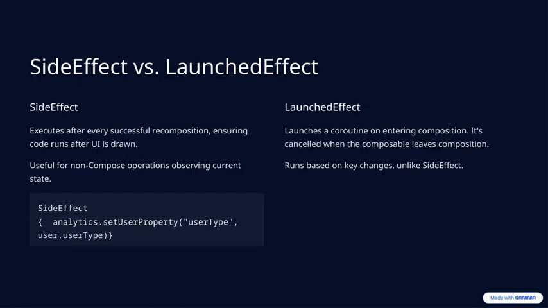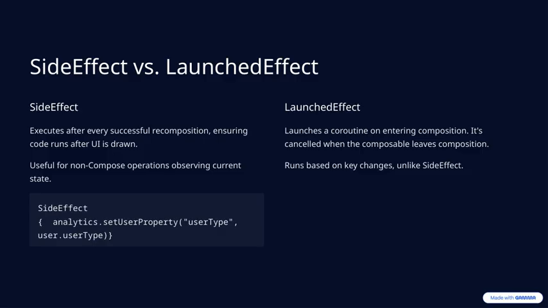All right, let's dive into the differences between SideEffect and LaunchedEffect. First, SideEffect runs after every successful recomposition, which means it executes once the UI has been drawn and the state has been updated. This makes it particularly useful for running code that observes the current state but isn't directly related to the composition itself, like updating analytics or logging. For example, you might see something like SideEffect { analytics.setUserProperty("user_type", userType) }.